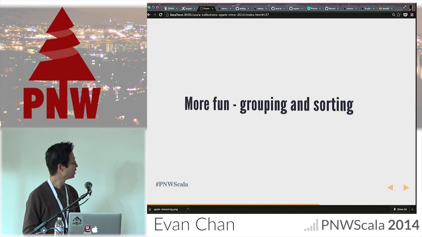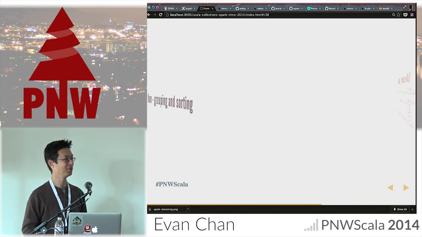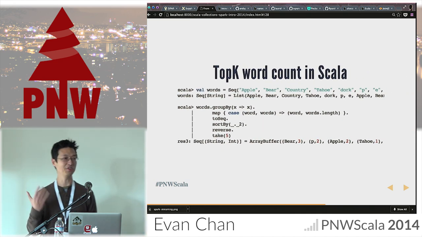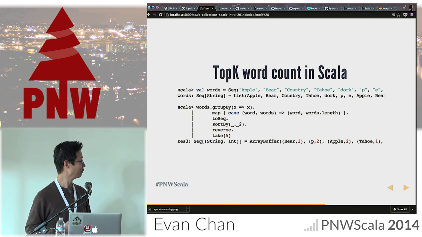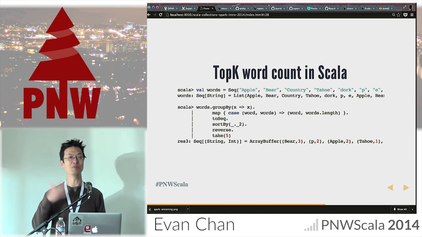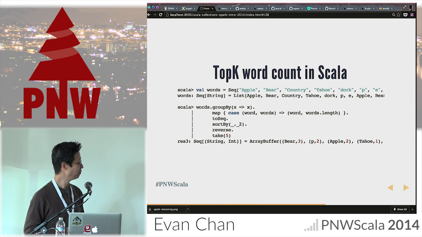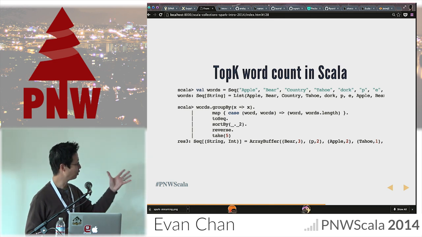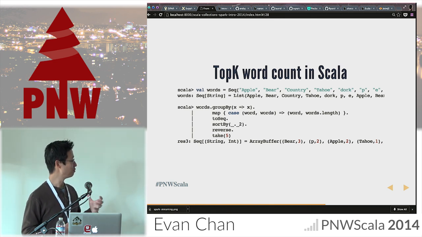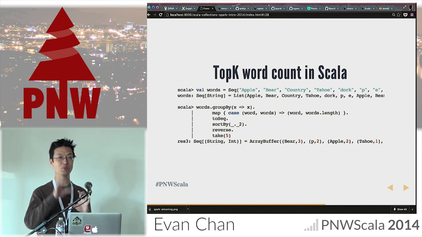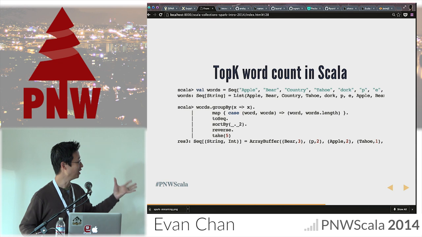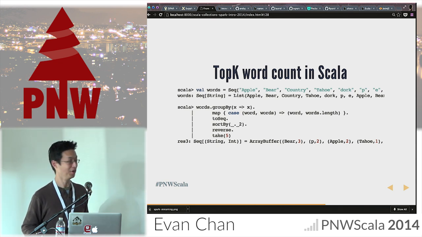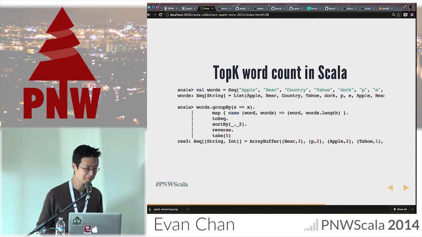So grouping and sorting, this is where it gets pretty interesting. Let's look at how we do a top K word count in Scala. I have a bunch of words from somewhere. I want to find out the top 5 words. So what we do is we group by itself. This gives me a map of each unique word to all the instances of that word. And I'm going to convert that into a count of each word. Then I'm going to sort it and just take the top 5 items.